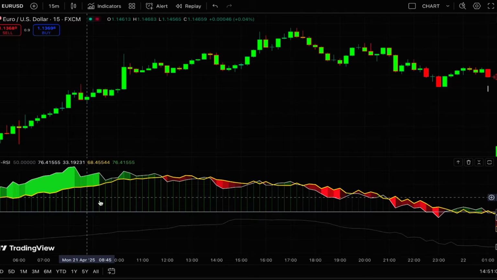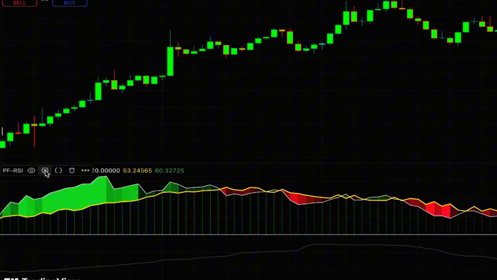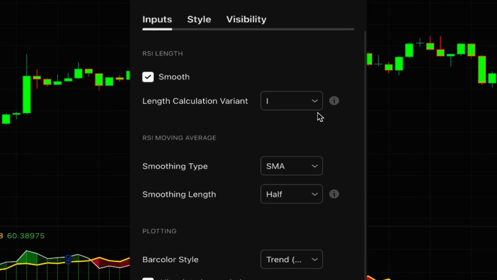Alright, getting back to the indicator, here in the settings of the indicator, in this part, you have three options to choose for calculating the dynamic length, so you can adjust the responsiveness of the indicator based on your trading strategy. Variant 1 is aggressive, and it's a good choice for traders who want highly sensitive signals in fast-moving markets. Variant 2 is moderate, and it's generally suitable for most trading scenarios.